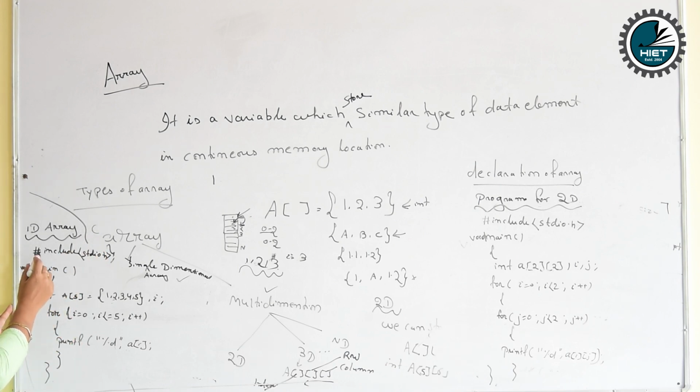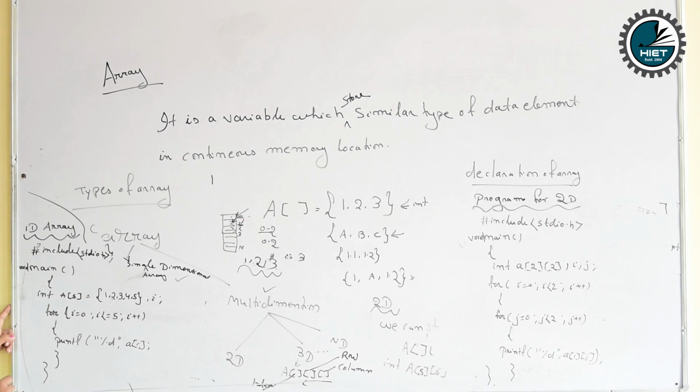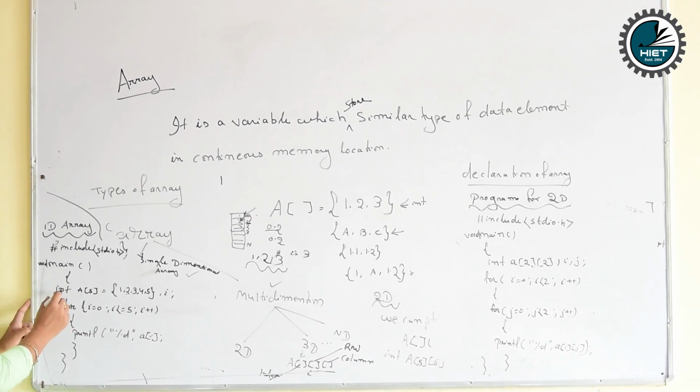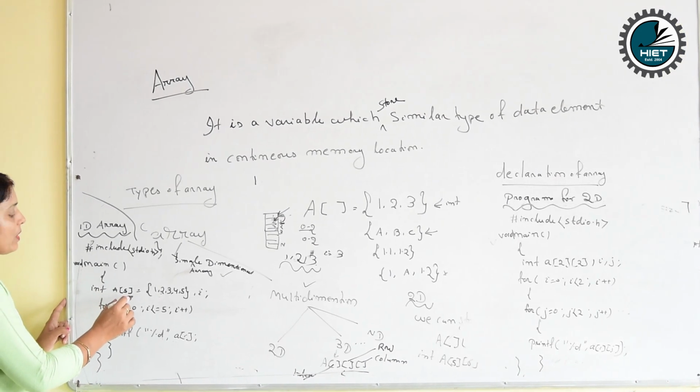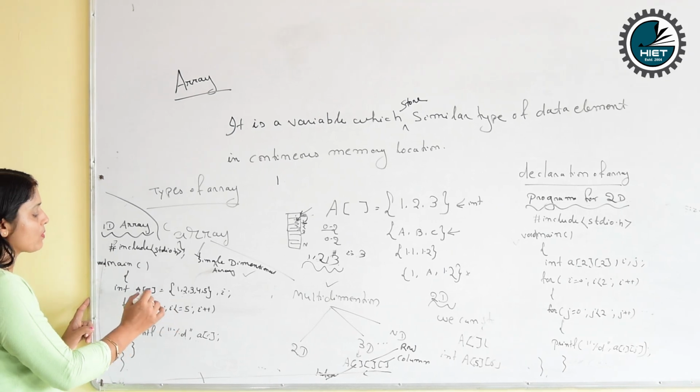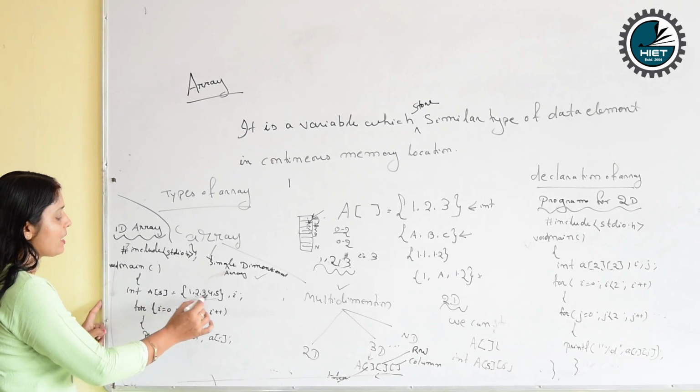That's why I will write here hash include stdio.h. Hash is the pre-processor directive which helps to link the standard input output library header files. Here I am taking the main function. Inside it I will declare the array, that is int a, and the size of the array will be 5.